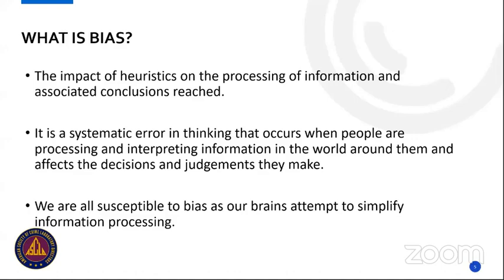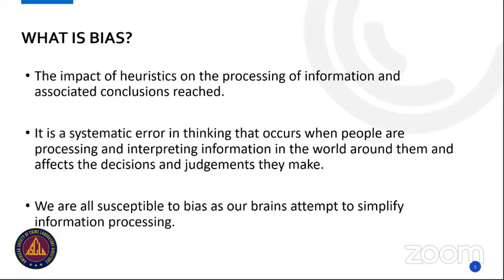So we take huge amounts of information in, we process that information in extremely short periods of time and reach a conclusion. And what happens is this is a systematic error in thinking that occurs when people are processing and interpreting that information in the world around them that ultimately impacts the decisions and judgments that they make. So they process the information, they reach a conclusion, and that conclusion may or may not be accurate, precise, or correct.